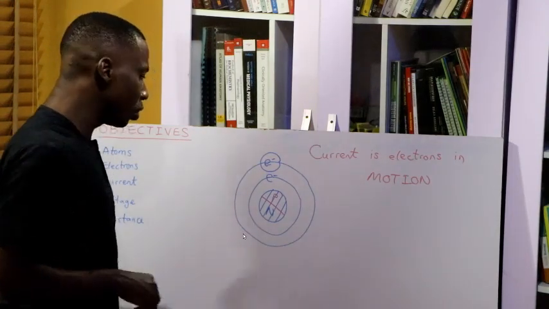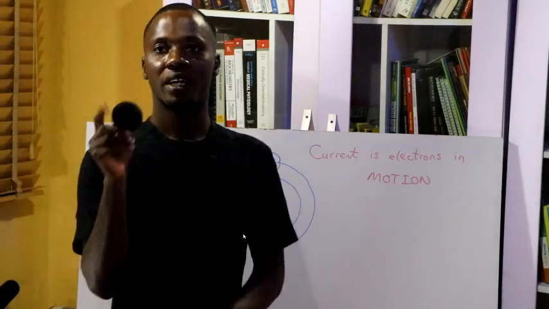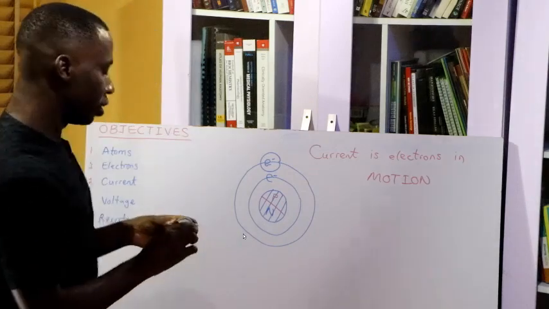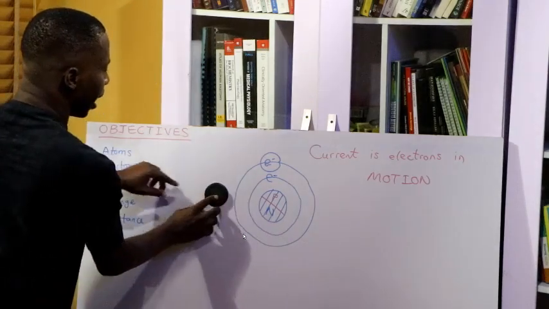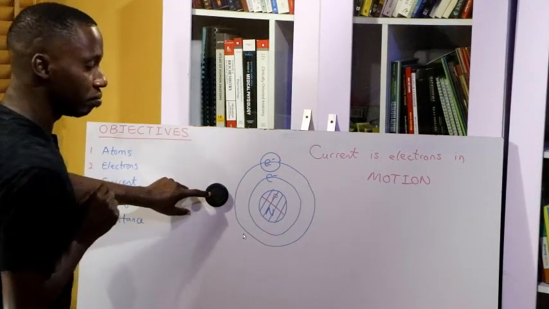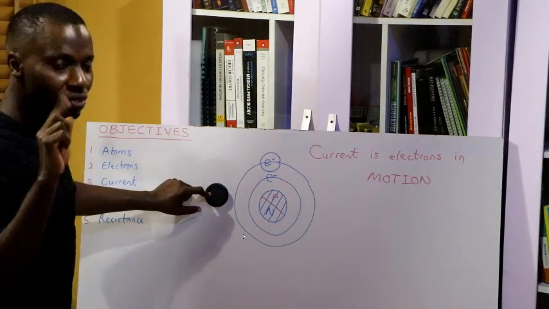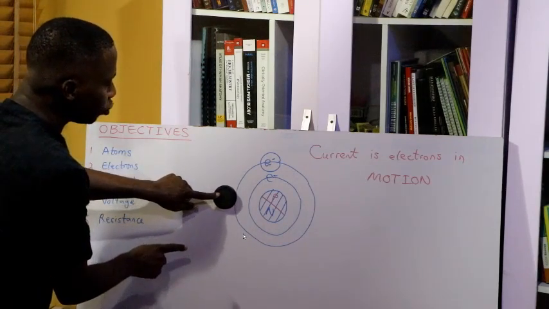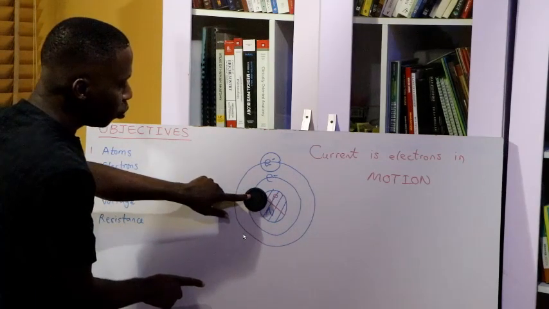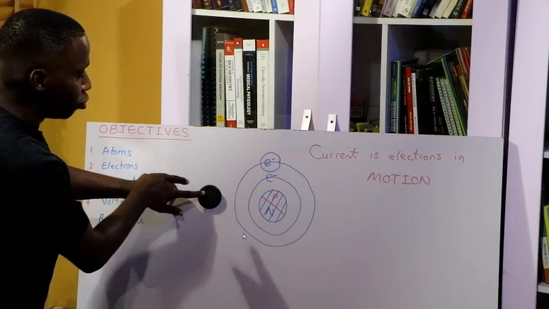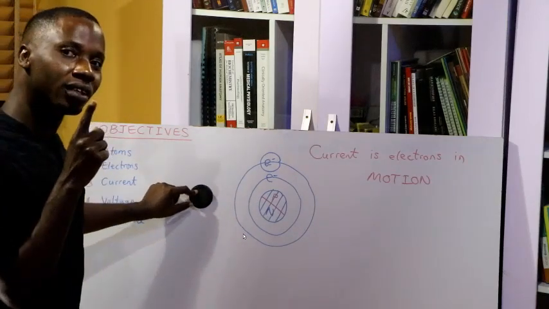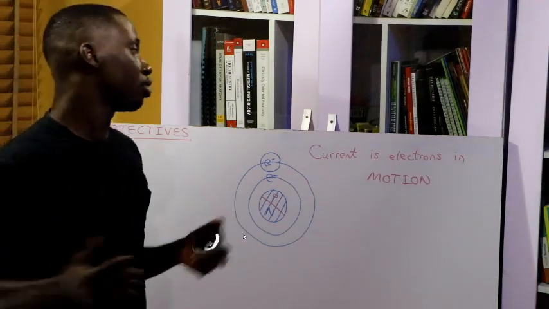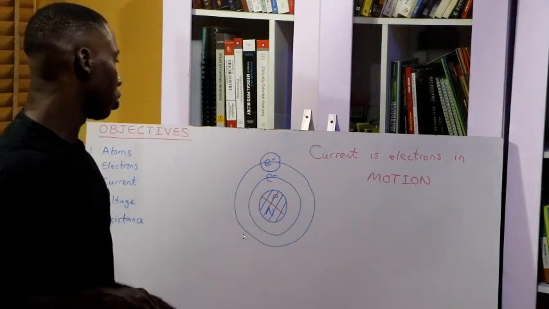Now, a simple illustration. Let's assume this camera cover is an electron, okay? Now, this is an electron here and is not in motion. You would say there is no current. But once there is a force that can begin to push or pull the electron and it begins to move, that electron forms a current. So, simply put, current is electrons in motion.